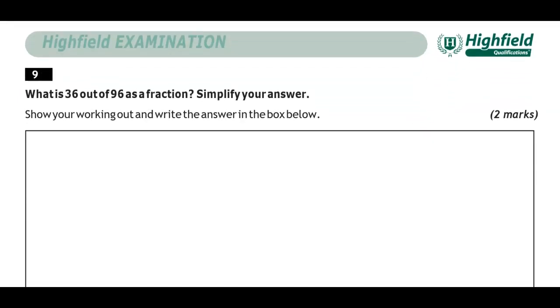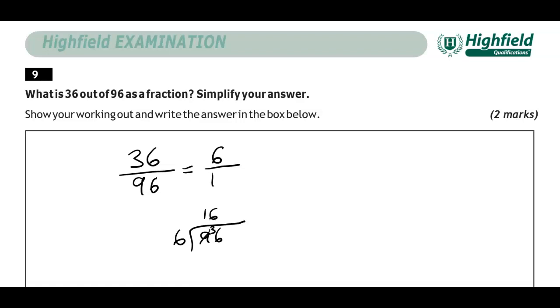What is 36 out of 96 as a fraction? Simplify your answer. So 36 out of 96. Now we can see that we could divide them both by 6. So how many 6s fit into 36? That is 6 of them. What about into 96? There is 1, 3, so that is 16.